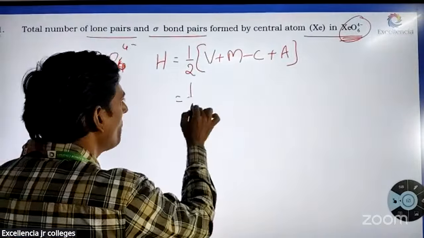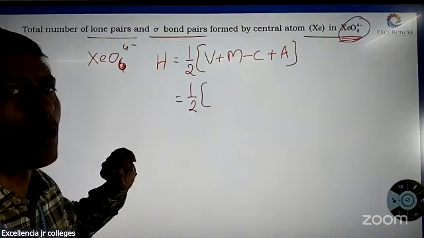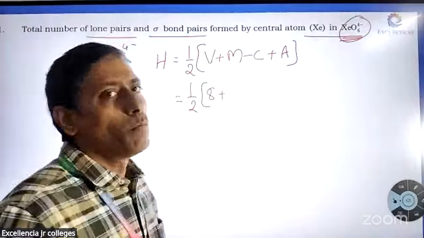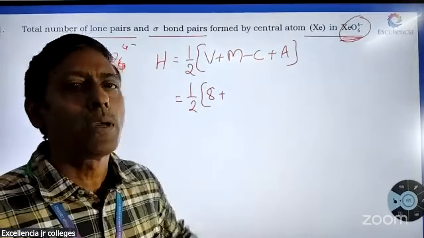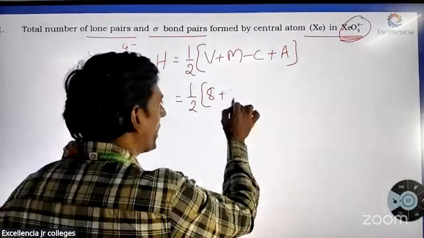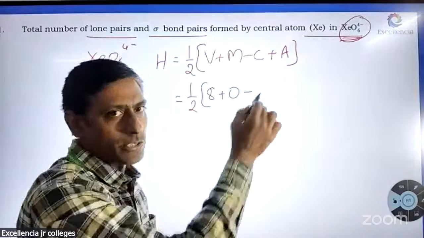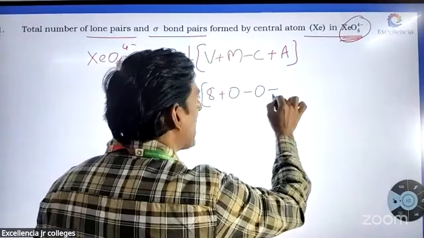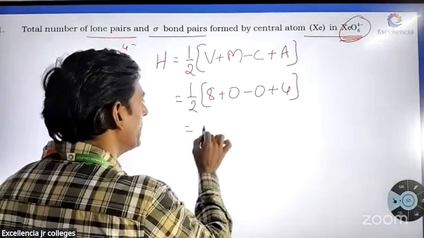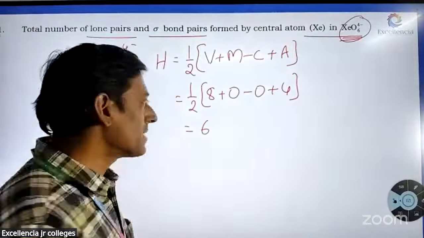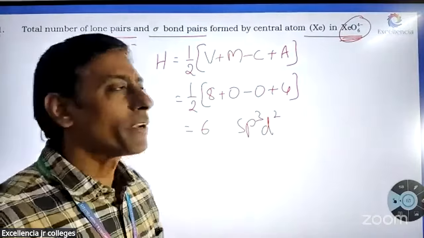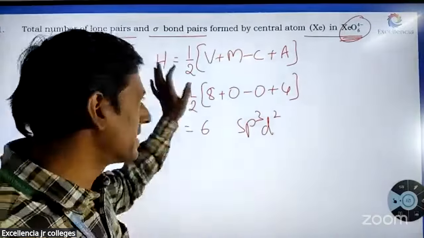So we can use that here, 1 by 2. As xenon is a noble gas, the number of valence electrons is 8. Monovalent means making only one bond. Oxygen is bivalent, so we take 0 for monovalent atoms. We don't have any cationic charge, and the anionic charge is 4. Substituting in the formula, we get the number 6, so we can conclude it is sp3d2 hybridization.